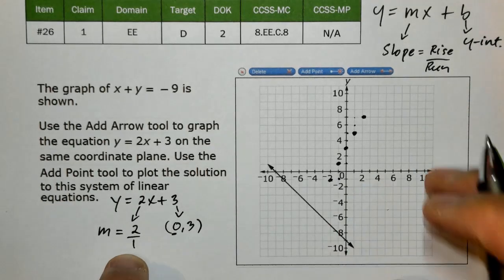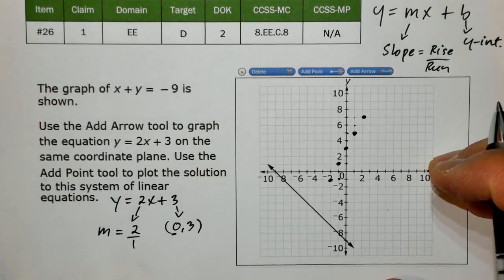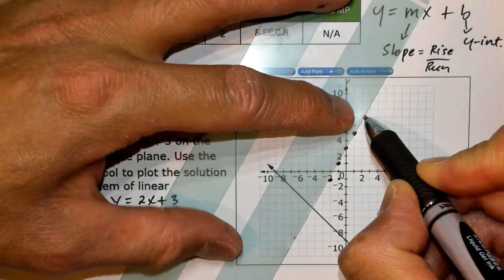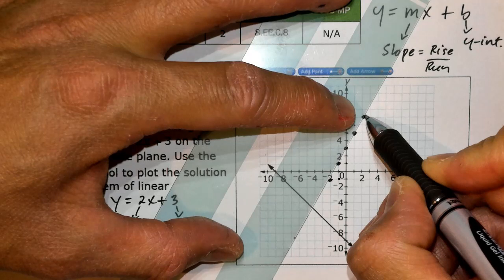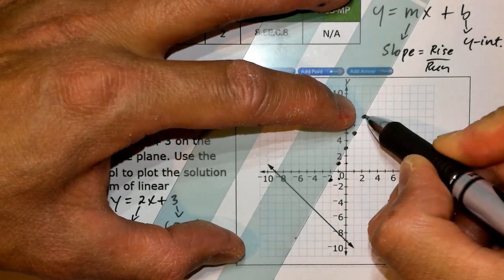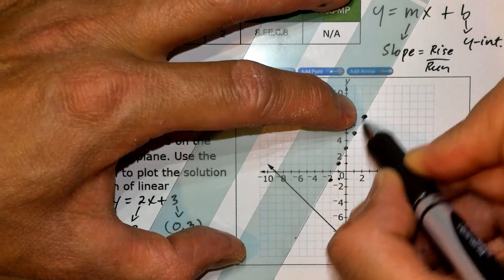Alright, so we can just connect all the points. Remember, you just need 1 or 2 points to graph a linear equation.